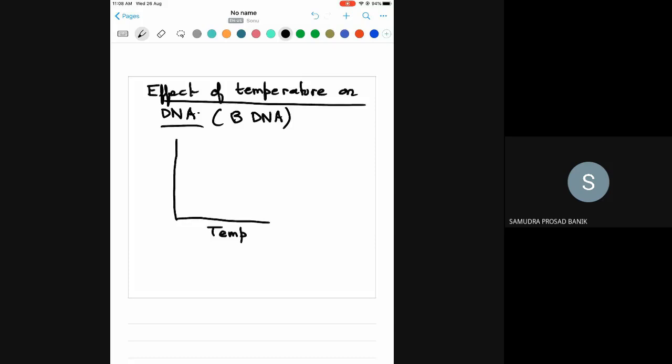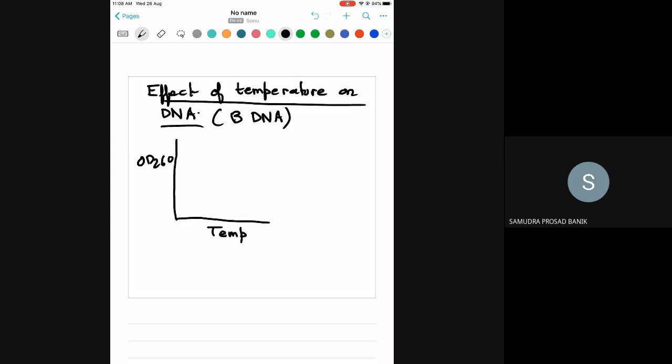As the strands are separating, what will happen to the DNA? There should be some parameter to monitor this strand separation. What is that parameter? You know this. Optical density, or OD at 260 nanometer.